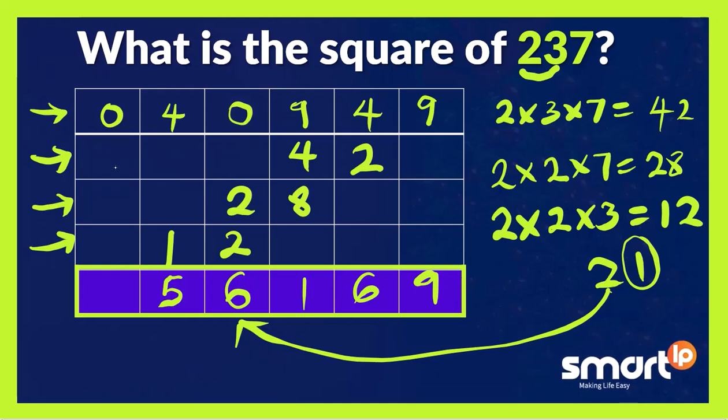And 0 plus 0 plus 0 plus 0, that's 0. So our final answer here is 056169. So the 0 at the beginning, we can neglect that. 056169 is the same thing as 56169. So our final answer is 56169 for the square of 237.